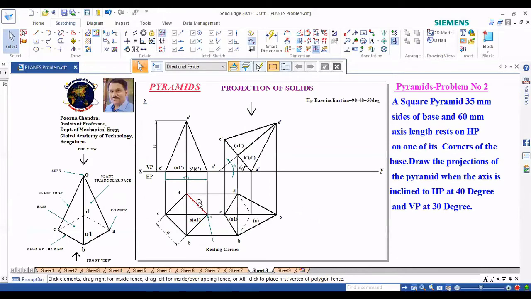So the triangular, square pyramid resting on one of its corners is projected up at 60 degrees. Then we rotated the axis by 40 degrees. This is the axis rotation, 40 degrees.